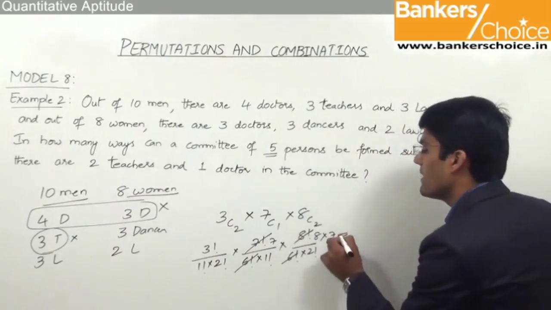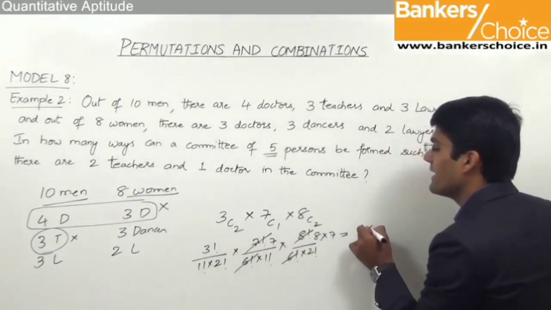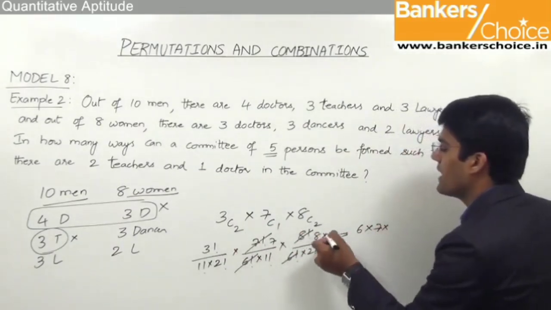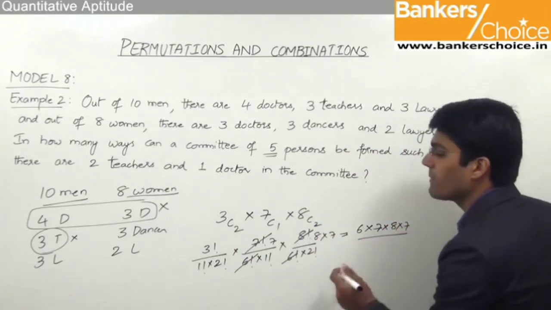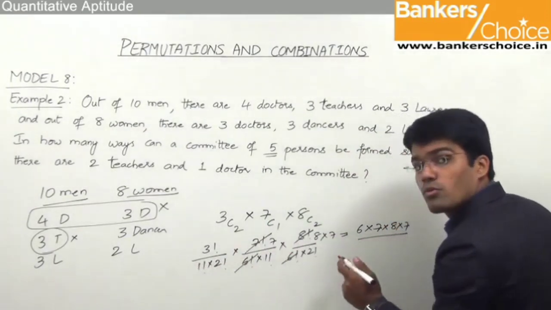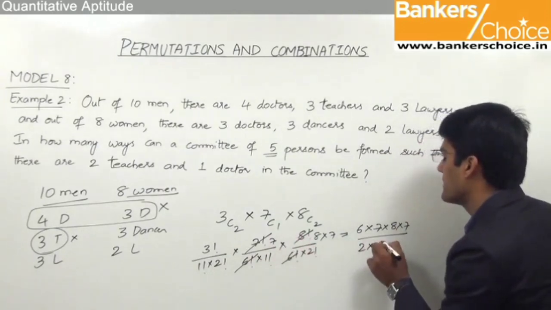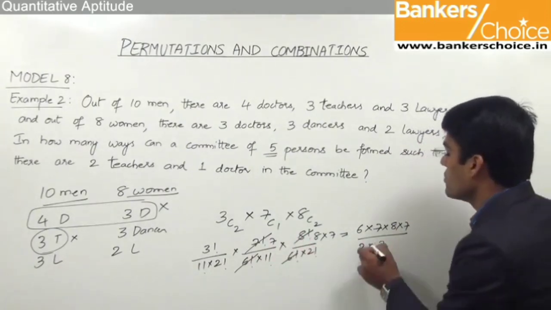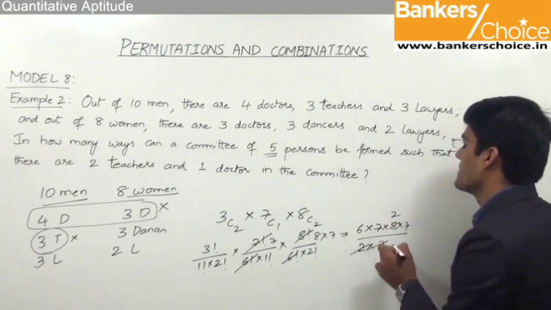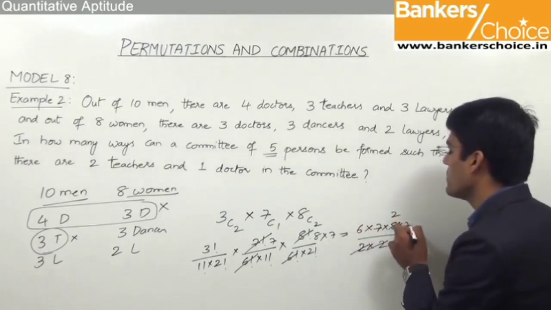So we say that finally we have got 3 factorial, which is 6, into 7 into 8 into 7, divided by 1 factorial, which is 1, into 2 factorial, which is 2. Here we have 1 factorial and here we have 2 factorial, so that can be taken as 2 only. So 2 into 2 is 4, which goes 2 times here. So the final answer will be 6 into 7 into 2 into 7.